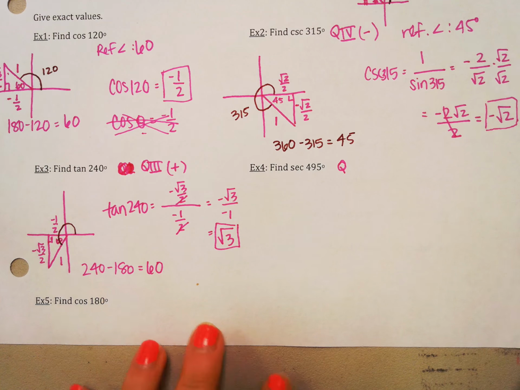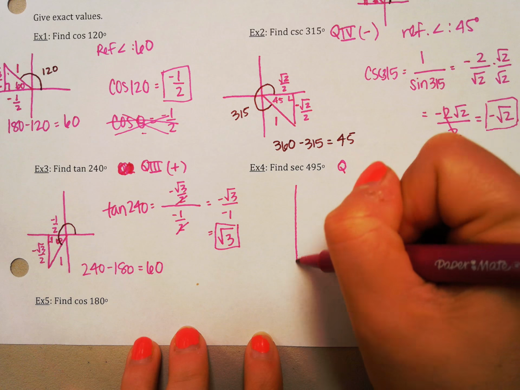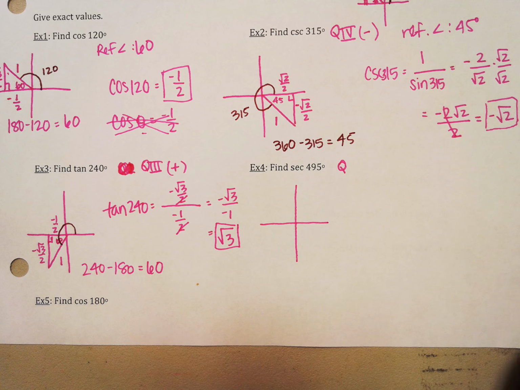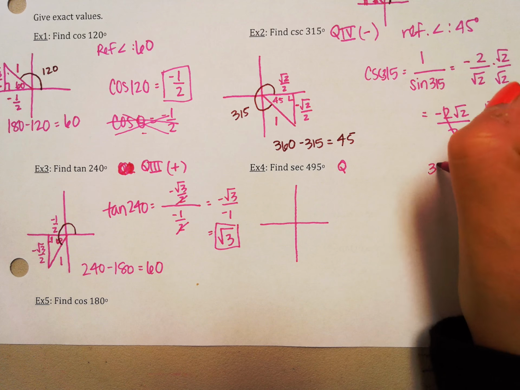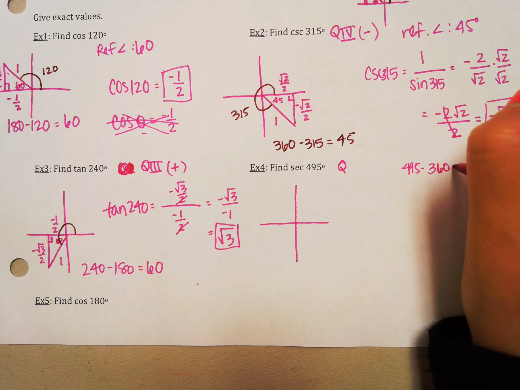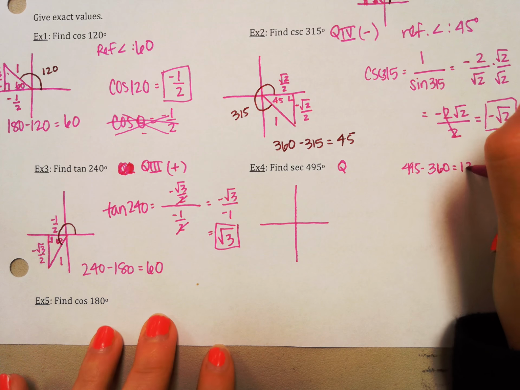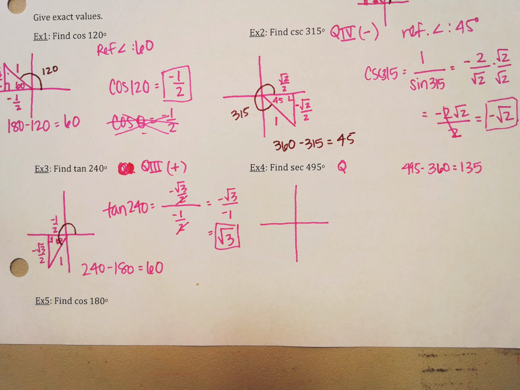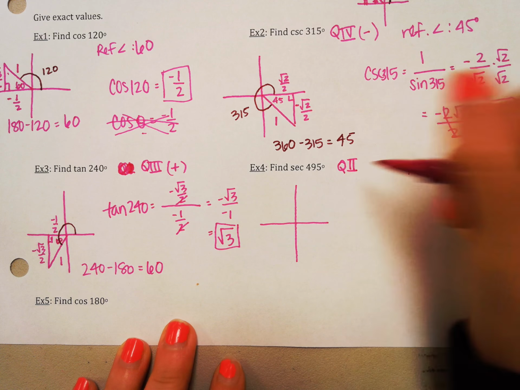Okay, same idea for secant. This one's a little bit harder to find the quadrant. In order to get there, I need to make sure I come up with a coterminal angle. So I'm going to take 495, subtract 360. That'll tell me where I am, which is at 135 degrees. So that's a coterminal angle, which means that I'm in quadrant 2.